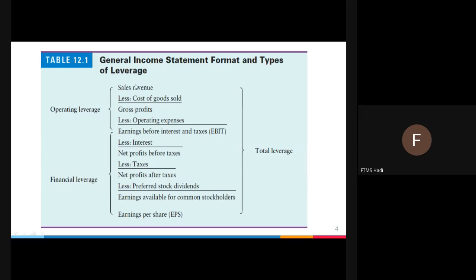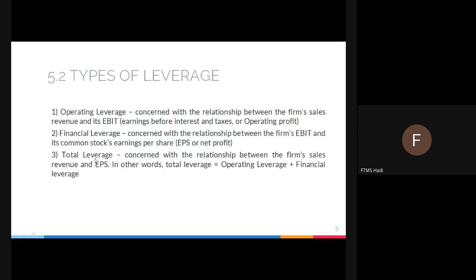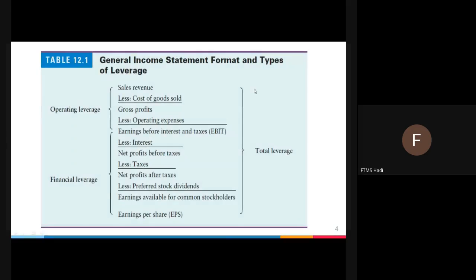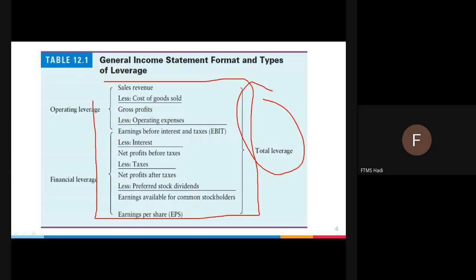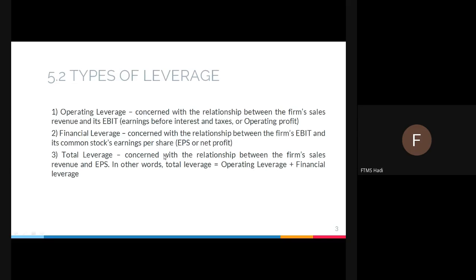How do you want to control this one? You need to look back at the fixed asset that you have. So that is how leverage is all about. And the last part, total leverage. Total leverage means that you control everything. You can see here this total leverage means you control from the first part until net profit. So that is total leverage, a combination of operating leverage and financial leverage.